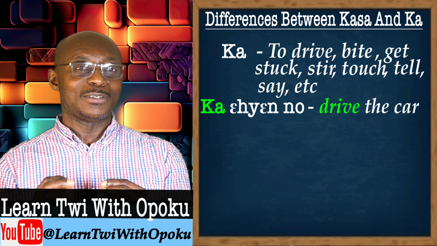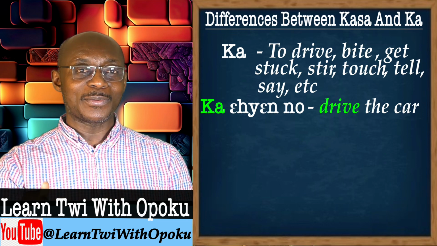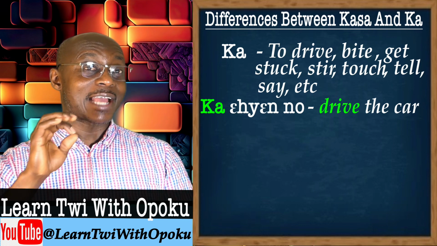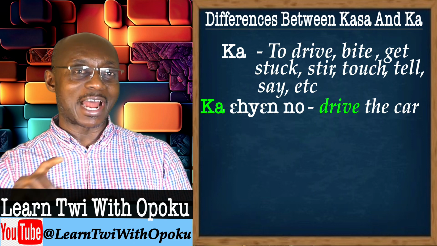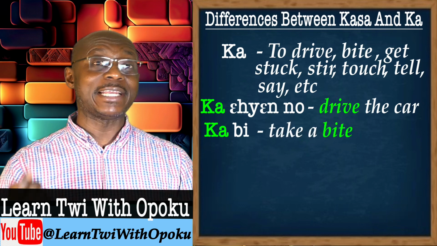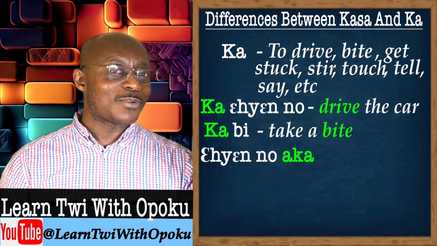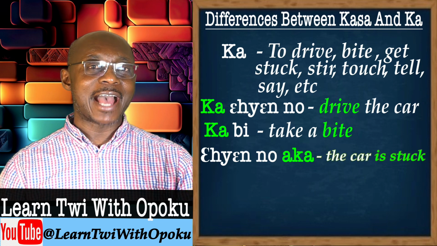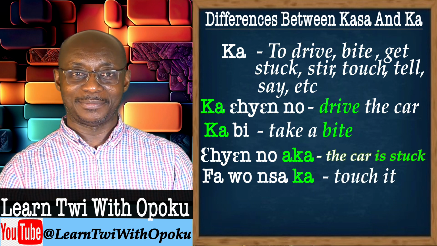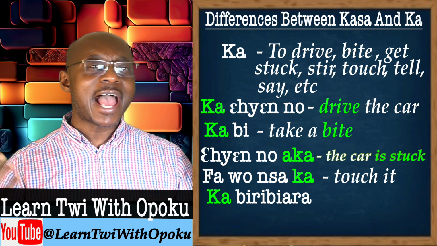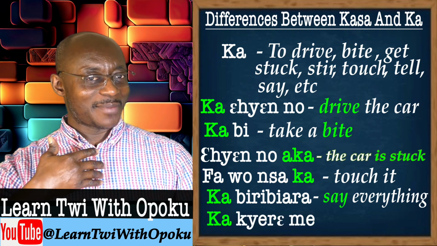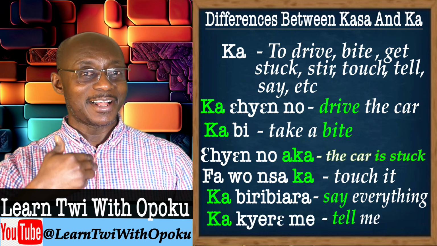That is eshen. So if I say Ka eshen no, it means drive the car. And here I say Ka, and that is to drive. I can also say kabi, which means take a bite. Eshen waka, which means the car is stuck. Fawunsaka, which means touch it. Kambibia, which means say everything. Kachireme, which also means tell me.